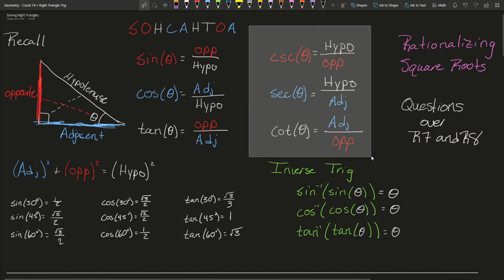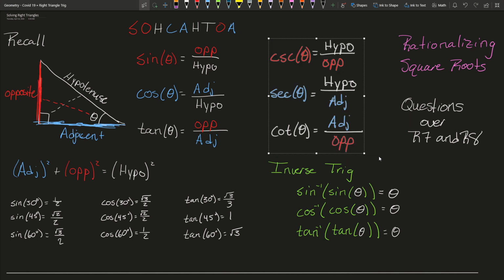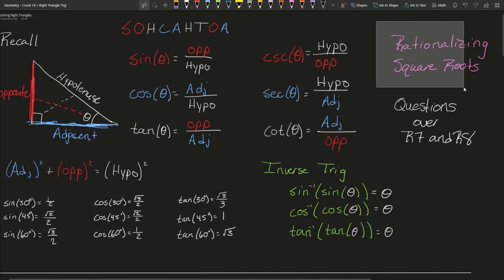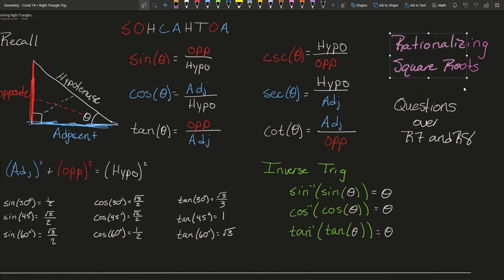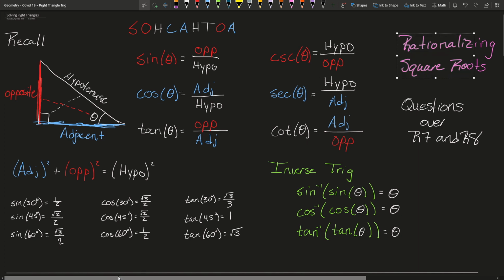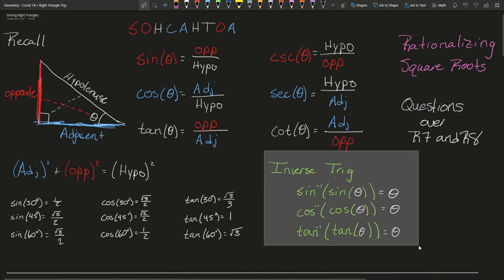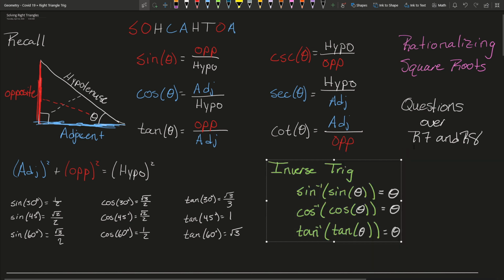Then we went over the reciprocal functions, and the reciprocal functions are literally just the same as SOHCAHTOA. They're just flipped upside down. That's pretty much all it is. And all the while we are rationalizing fractions. We're dealing with square roots, and that's all built in. And then the next thing we did was use inverse trig. In this case, when we're using inverse trig, we're actually solving for the angle. So when we take the inverse trig function of a trig function, we're just left with our angle theta.